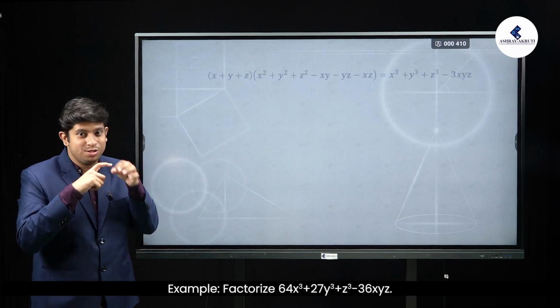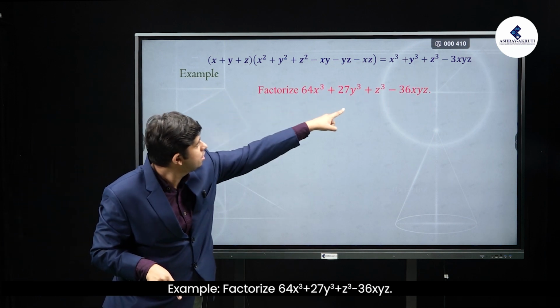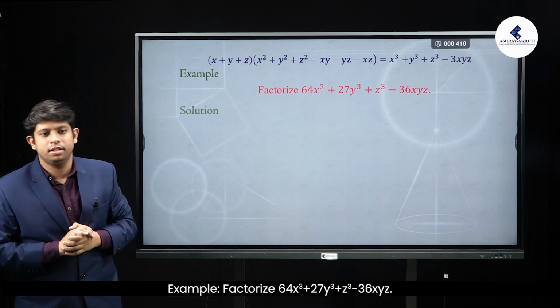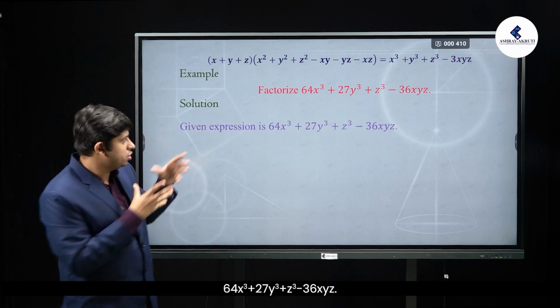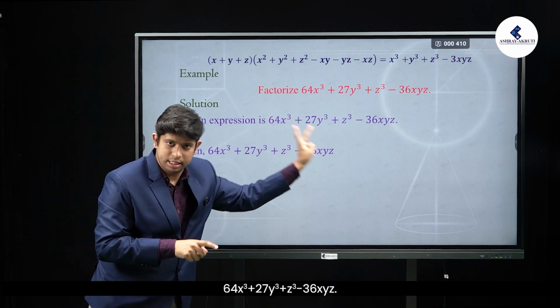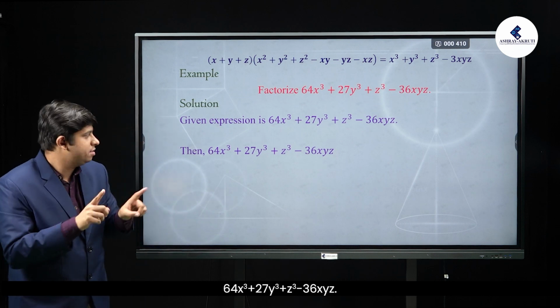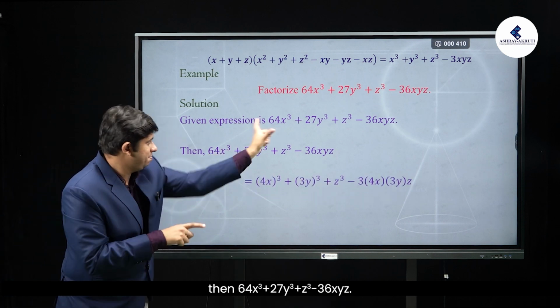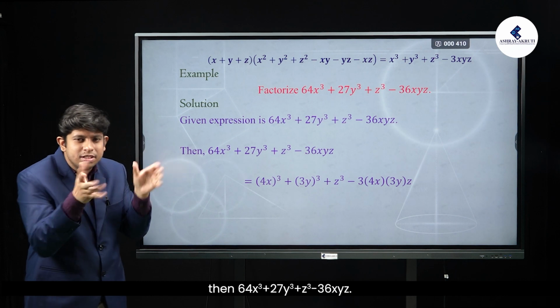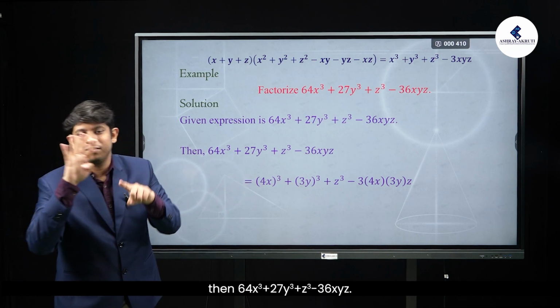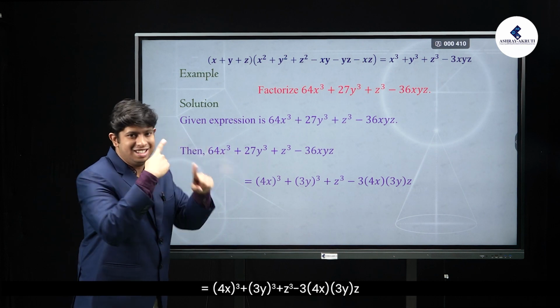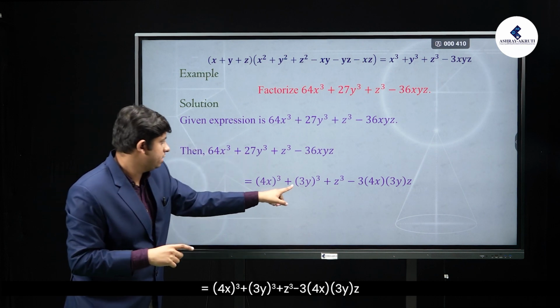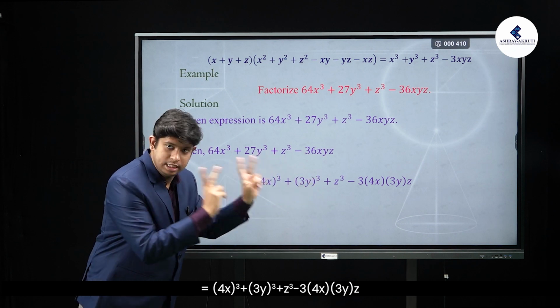Example: factorize 64x³ + 27y³ + z³ − 36xyz. Solution: given expression is 64x³ + 27y³ + z³ − 36xyz. Then 64x³ + 27y³ + z³ − 36xyz is equal to (4x)³ + (3y)³ + z³ − 3 into 4x into 3y into z.